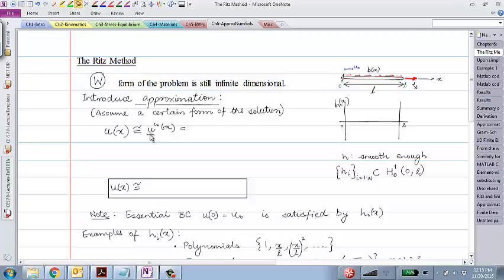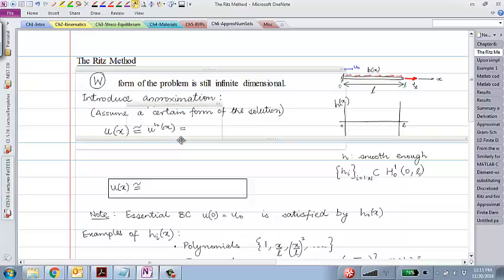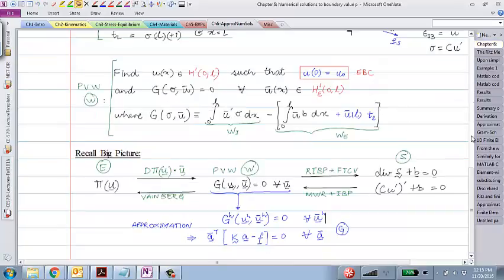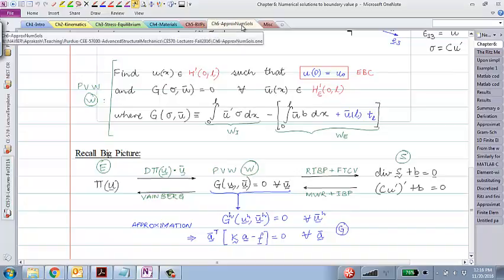So before I do that, can anybody tell me what are the conditions that the real displacement must satisfy? Let's just go back to that previous page. What conditions must the real displacement satisfy? These conditions right here, right? That it has to be in H1. So any function that I choose for the real displacement has to be in H1. What is H1? First derivative square integrable, right?